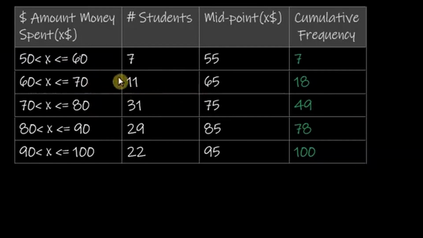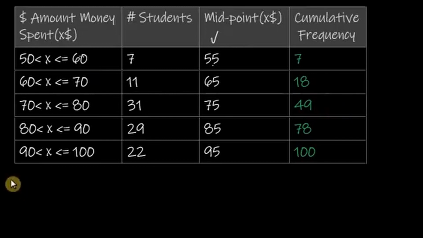So for example, 7 students would spend between $50 and $60, 11 students would spend between $60 and $70, 31 between $70 and $80, and so on. So here we have calculated the midpoint of this class, 50 and 60, midpoint is 55. That's all that this column is.